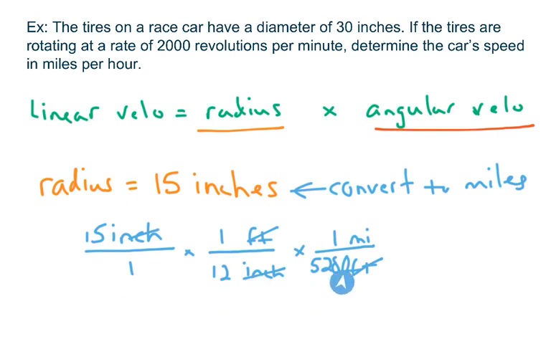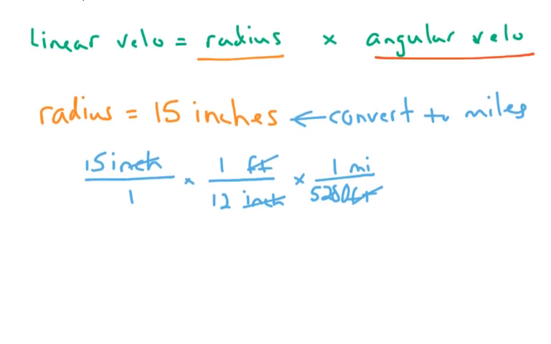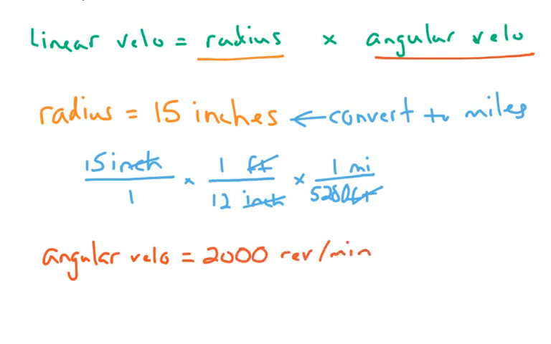And that'll be the number of miles in 15 inches. It's not going to be very big. It's very small, actually. Let's do the same thing for our angular velocity. So our angular velocity is right now at 2,000 revolutions per minute.